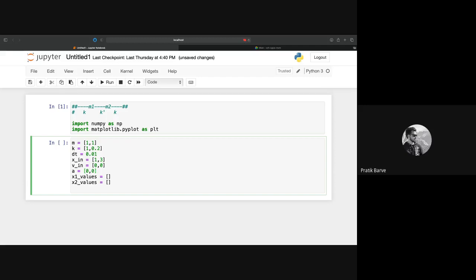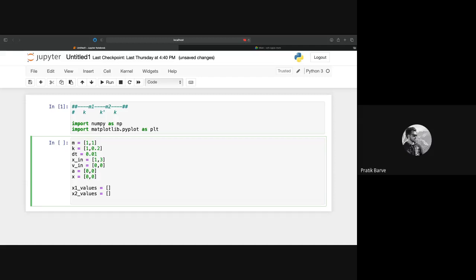And yeah, what else will we need? That's about it, I think. Do we need anything else? X and V values. So we need X and V values after we calculate using A, so that we will append them in x1 values and x2 values using these.